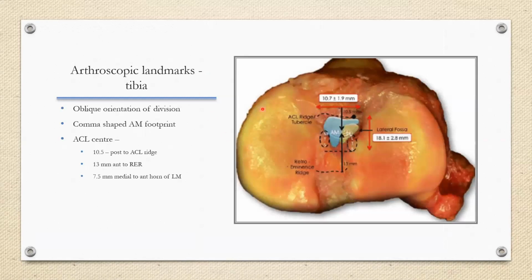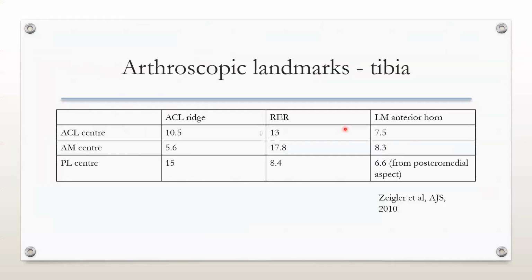As we know, the tibial attachment has an oblique orientation with a comma-shaped insertion, with an oblique division between the anteromedial and posterolateral bundles. The most commonly used landmarks and references for the ACL center are these: from the ACL ridge, the ACL center is 10.5 mm posterior; it is 13 mm anterior to the retroeminence ridge, and 7.5 mm medial to the anterior horn of the lateral meniscus.